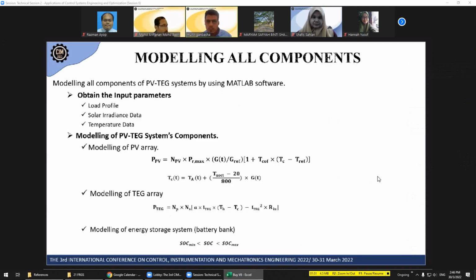To get the optimal sizing of the system, first step, obtaining the input data, which is load profile, solar radiance, and temperature. Second step, modeling each standalone system component: modeling the PV system by using this equation, modeling the thermoelectric generation array by using this equation. Lastly, modeling the battery storage system.